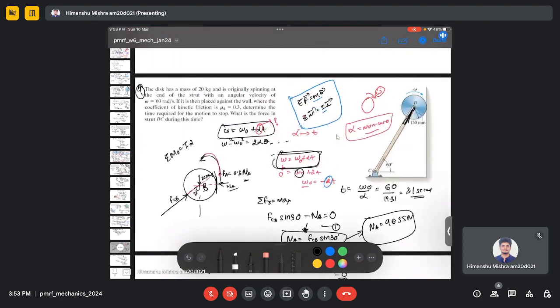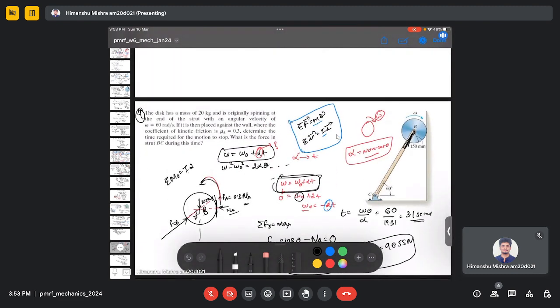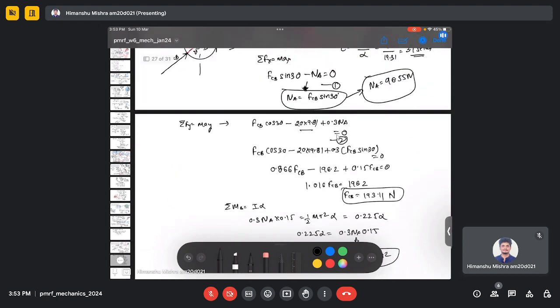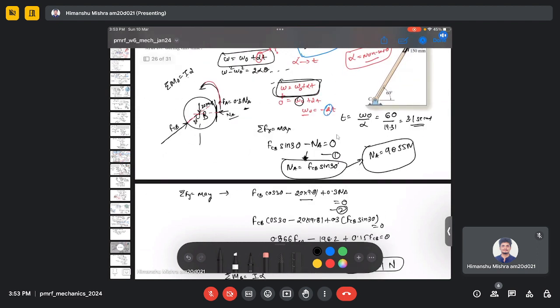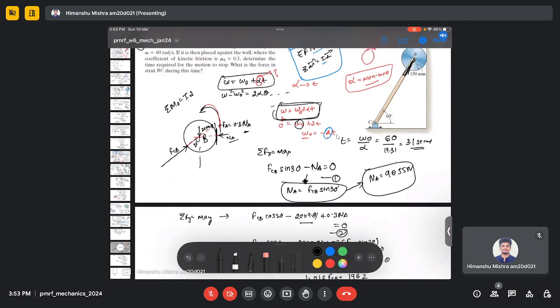So the question was similar to the previous one. The only addition is that here we use the kinematic condition. So we first do the moment and force balance analysis to find the normal reaction, and then to find the angular acceleration. Then we use the kinematic condition to calculate the time. Or you can also calculate the angular displacement using this equation. So do I have any doubt here?